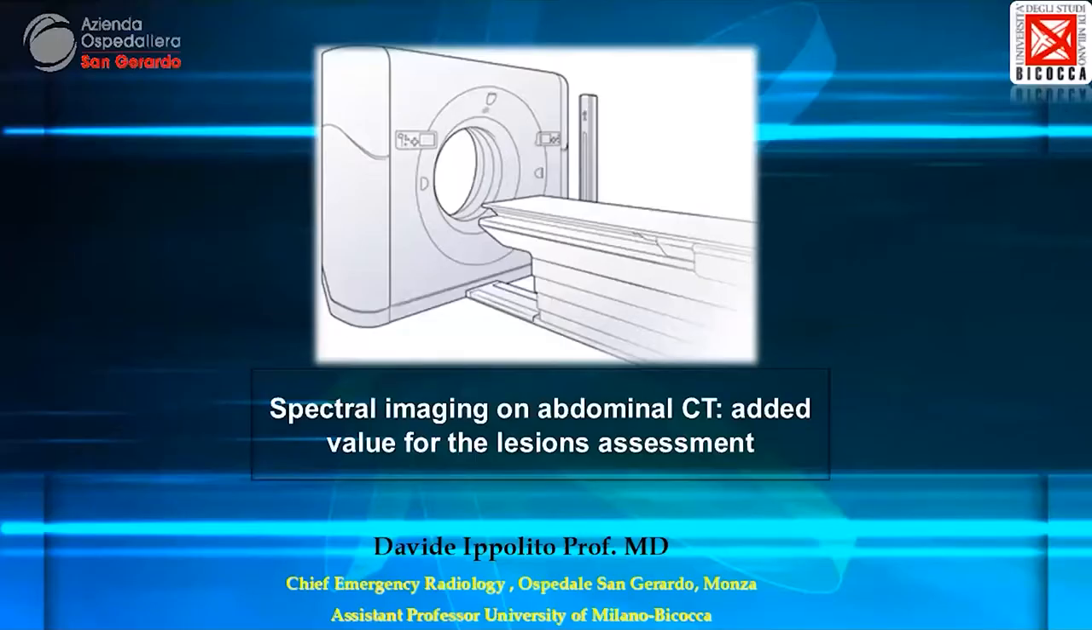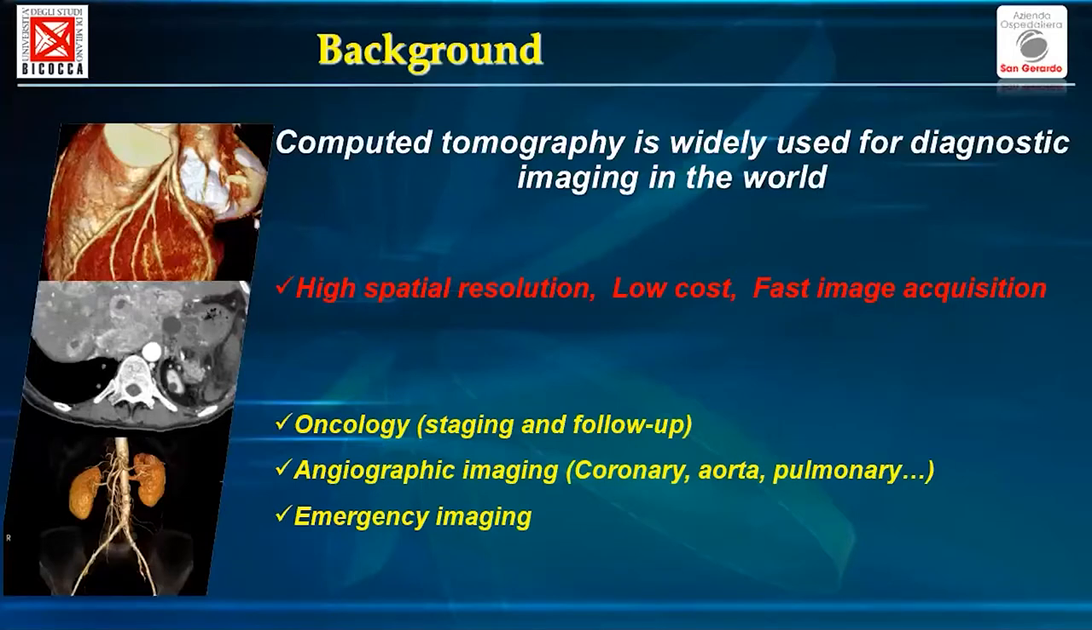Okay. Thank you again, and you will also enjoy this presentation dedicated to another great topic in the radiological world, that is the application of spectral imaging on abdominal CT. We know that computed tomography today is widely used in clinical practice in diagnostic imaging because it's quite available, low expensive, and it offers a really fast image acquisition with very high spatial resolution. Therefore, we can apply this technique in the oncologic world just to recognize the lesion and to stage them. We can follow up along the time in order to assess the response.